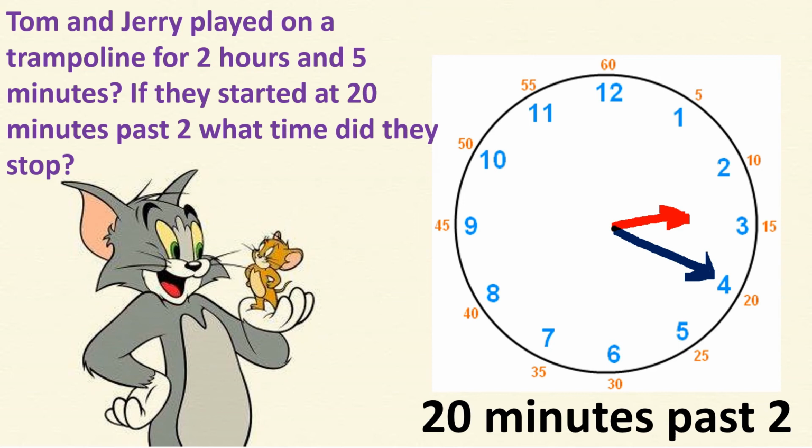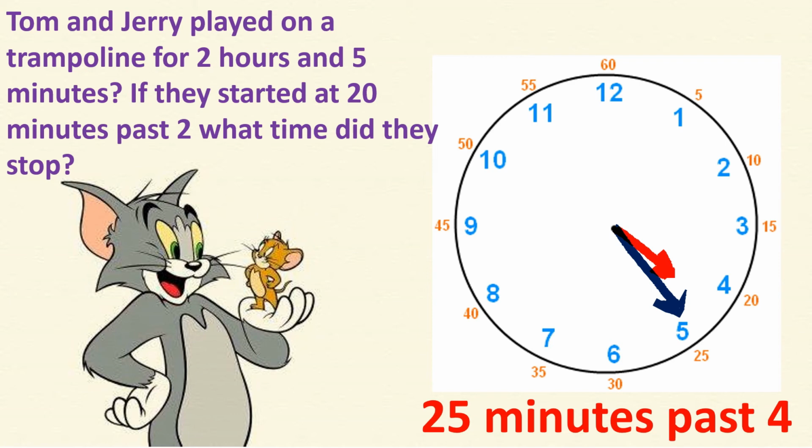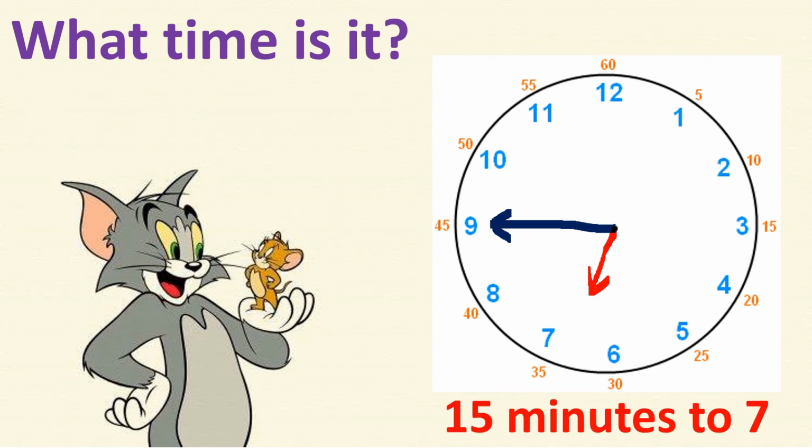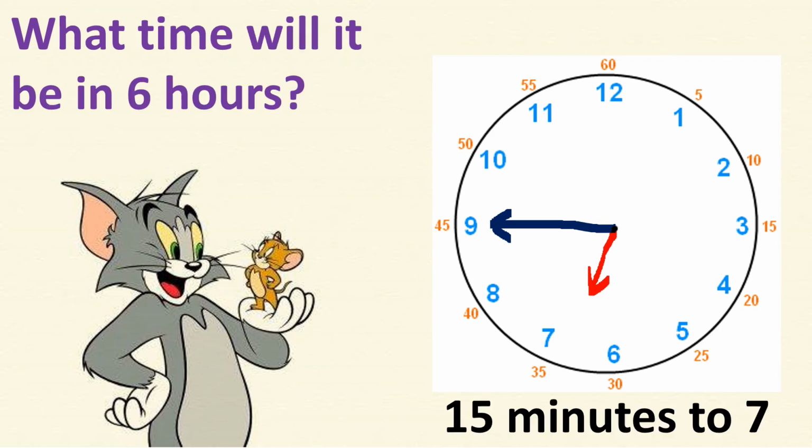So we go to the minute hand and add 5 minutes to it. It turns from 20 to 25. When we see the clock, we know that the time is 25 minutes past 4. What time is it? The time is 15 minutes to 7. What time will it be in 6 hours?